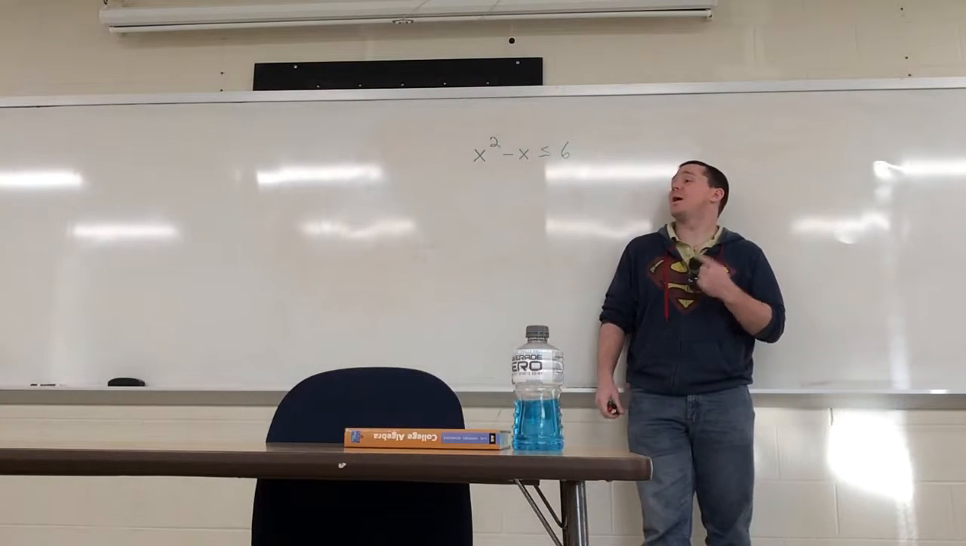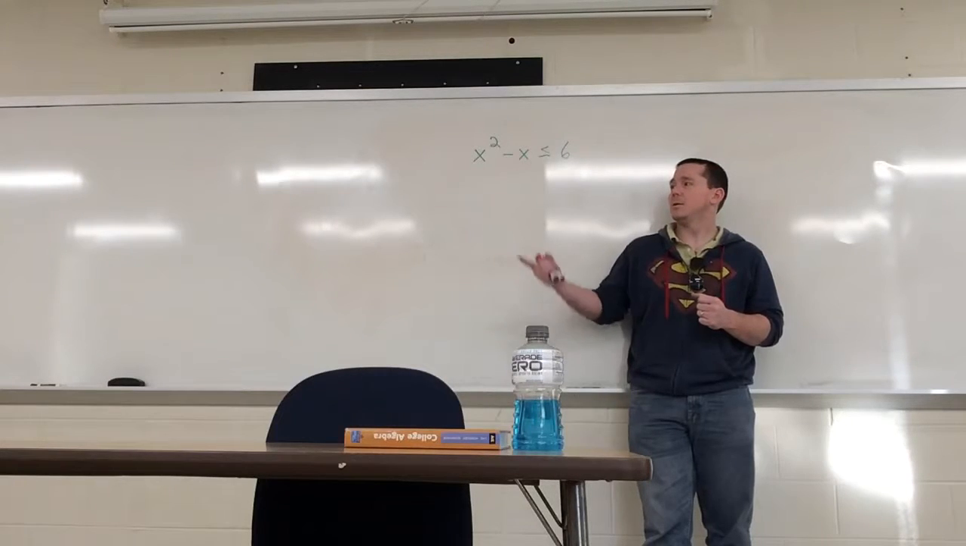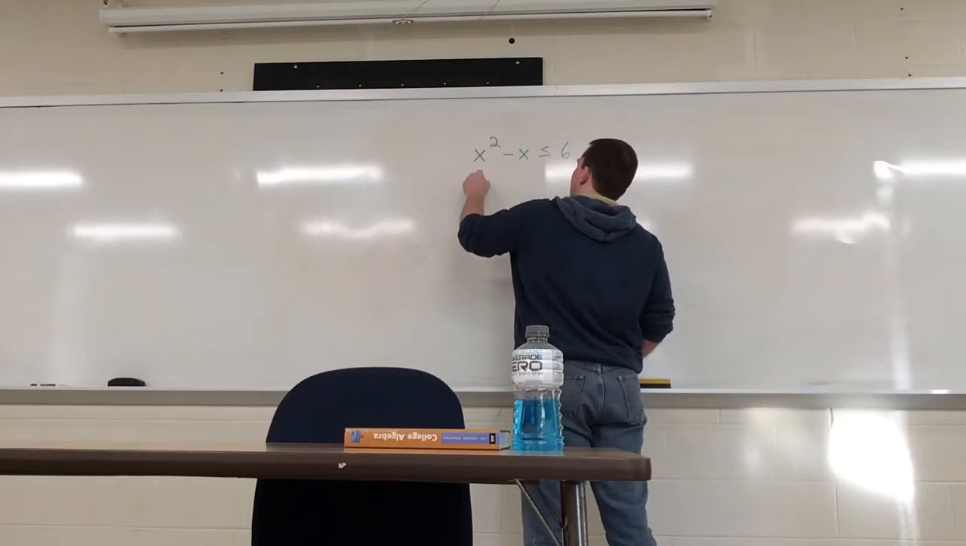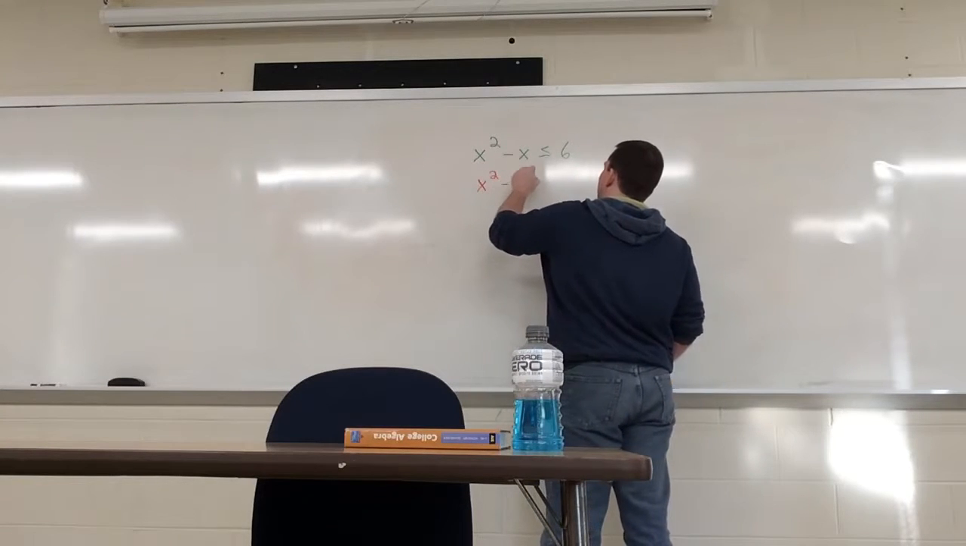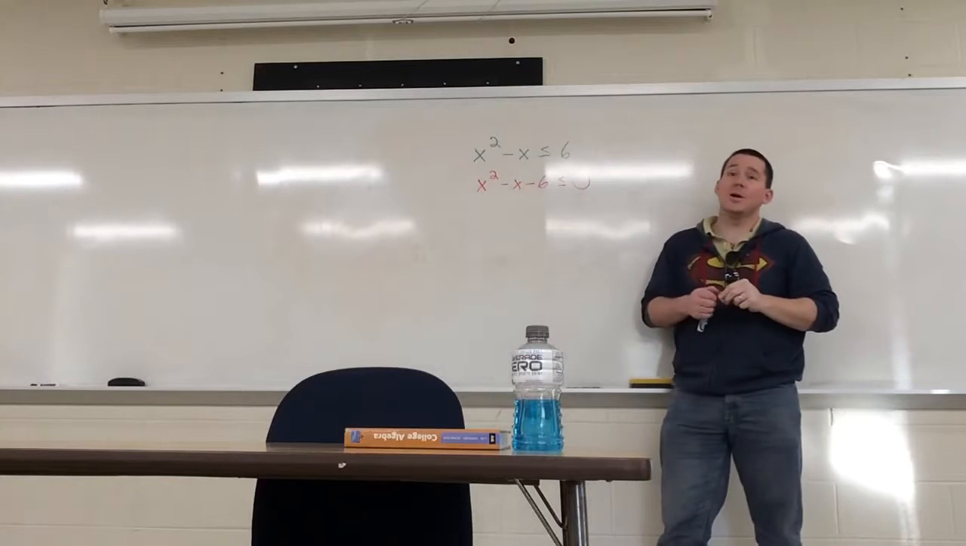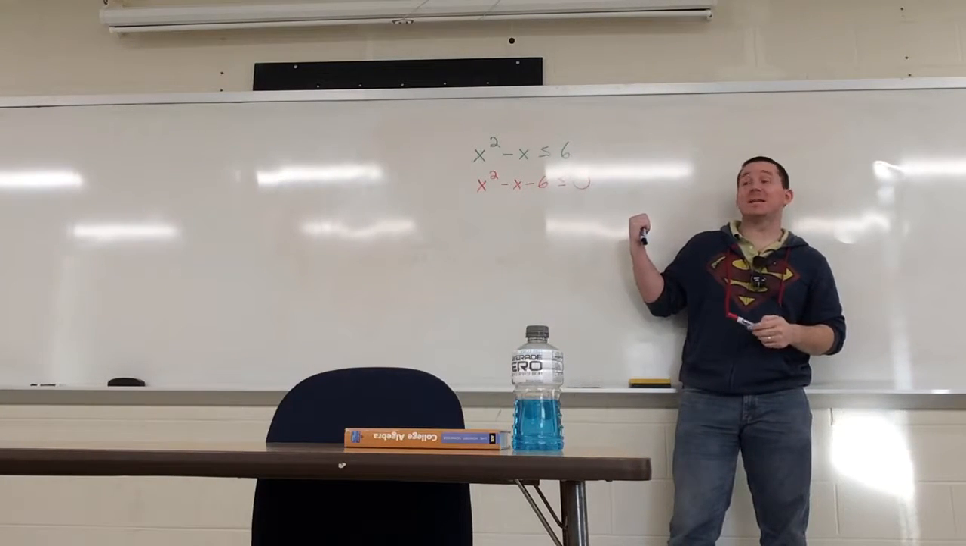If that's a quadratic one, what do you normally do to solve a quadratic equation? What's the first step to a quadratic? Set it equal to 0. Thank you. So set that equal to 0, and you get x squared minus x minus 6 is less than or equal to 0. Good. Well, then once we did that, generally speaking, the next step would be what?